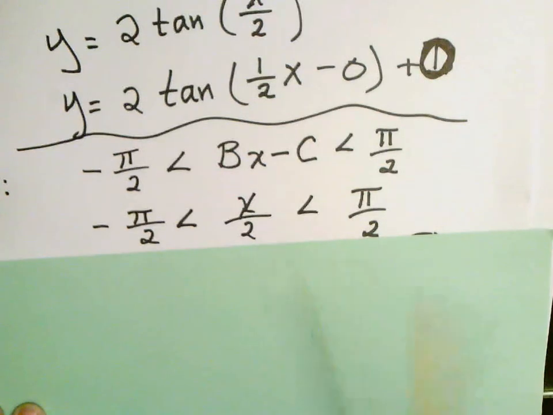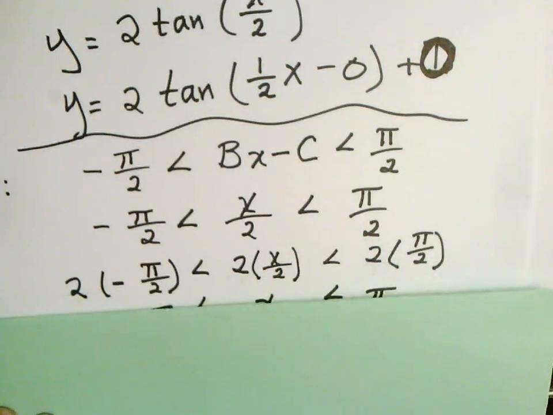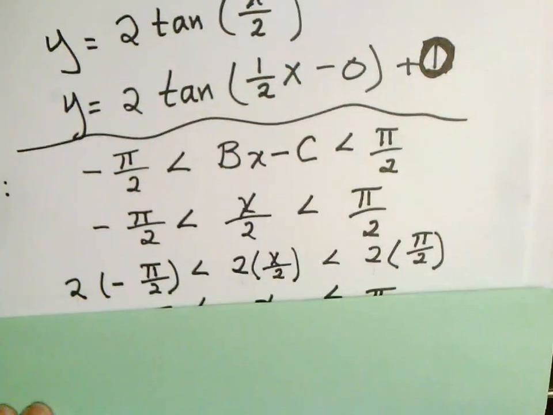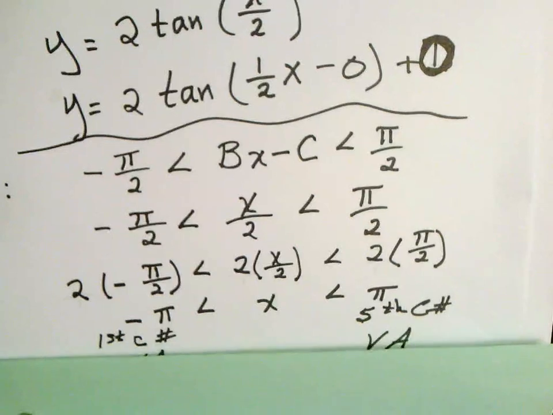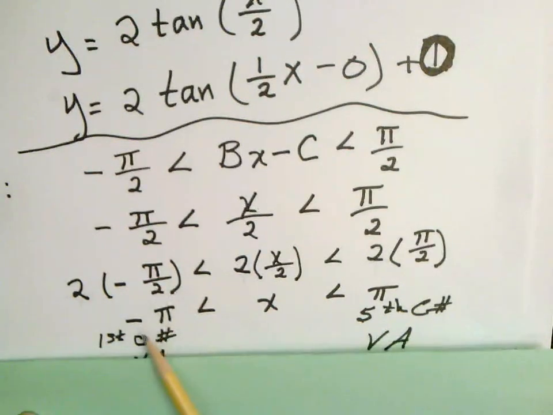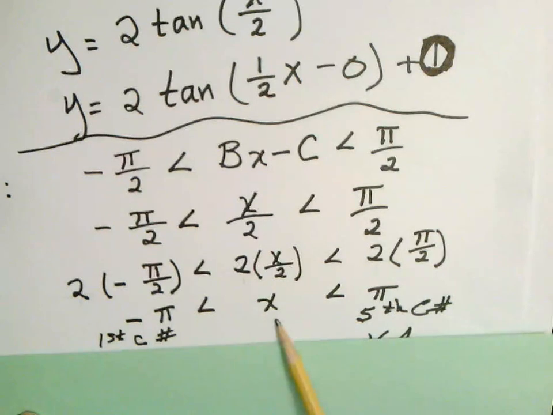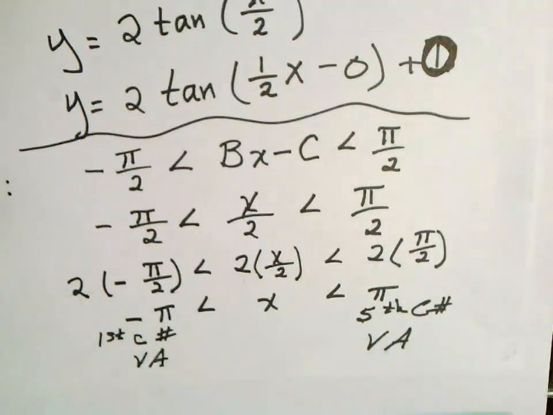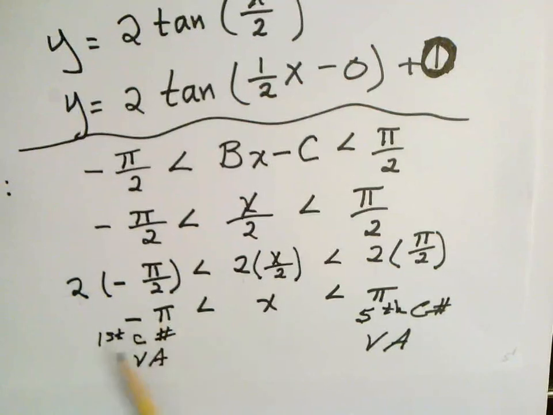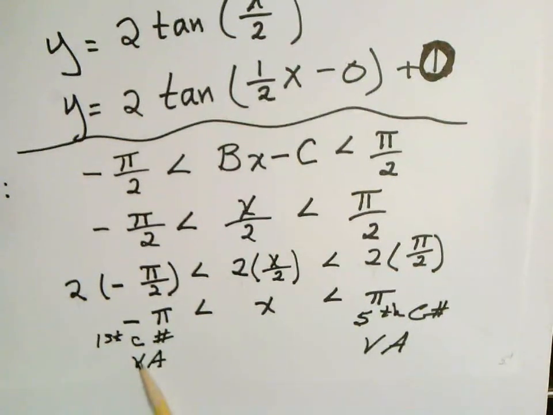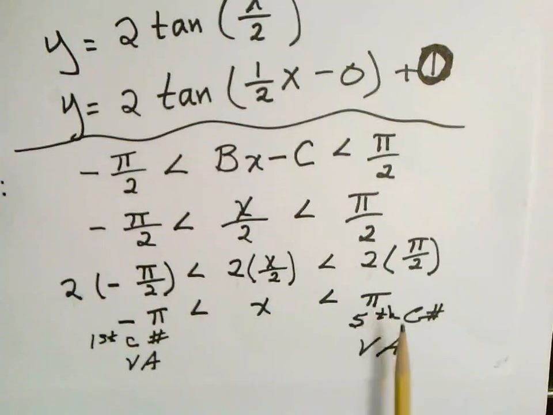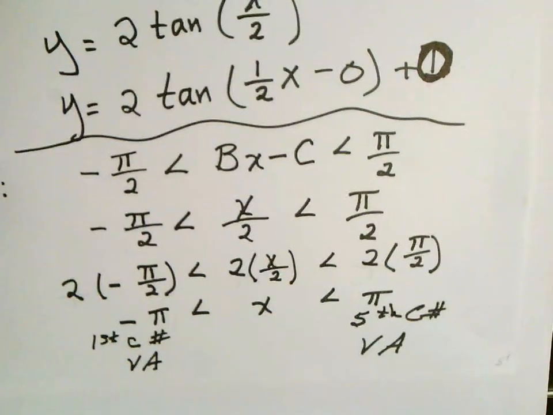Dividing by 2 is the same thing as multiplying by 2 when we undo the dividing by 2. So when we do that, the 2's cancel out. We're left with negative pi. The 2's cancel out. We're left with x. The 2's cancel out. We're left with pi. And remember that this negative pi is the first critical number, and it's also going to be where we have our vertical asymptote. The pi is the 5th critical number, and that is where we will have our second consecutive vertical asymptote. That was step 1.